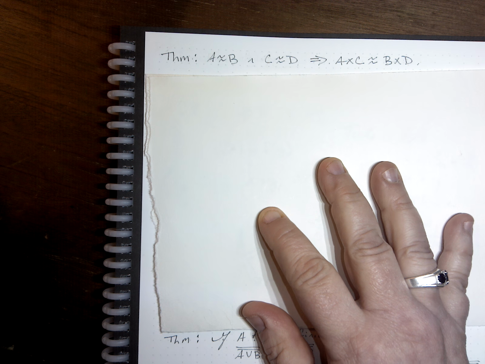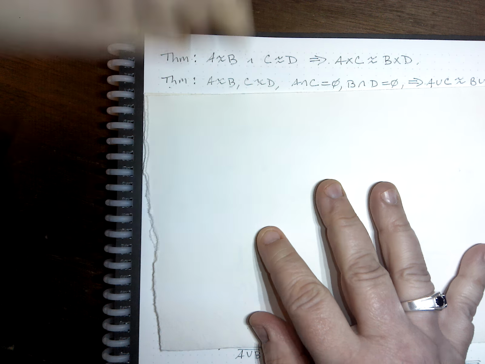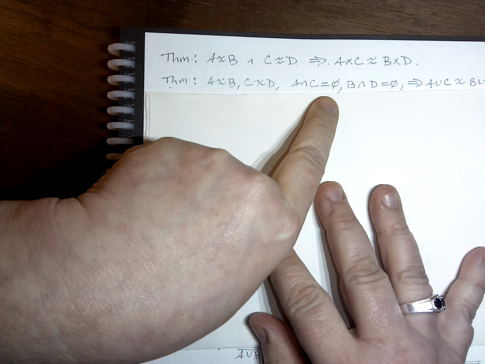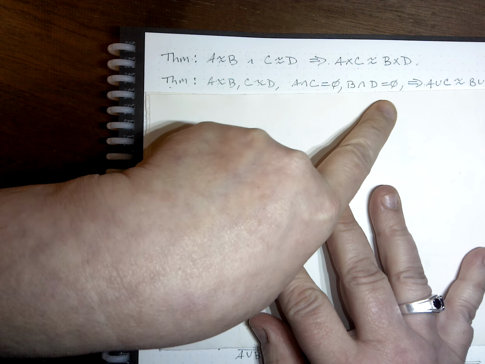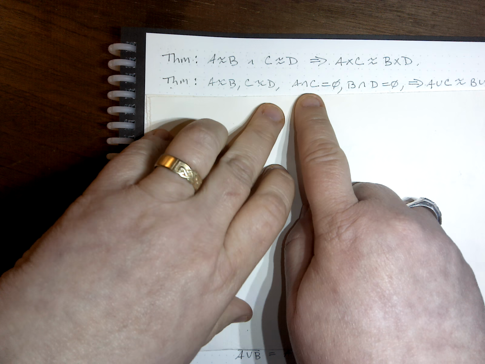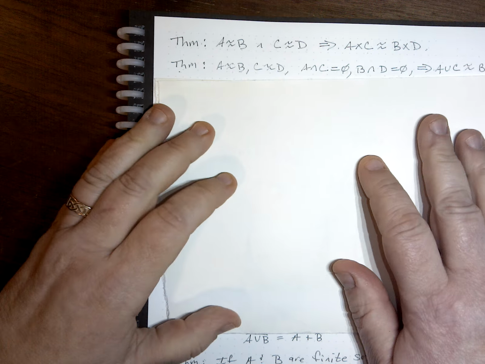But what about union? That one's a little bit trickier. If A is equivalent to B and C is equivalent to D, I need the intersection of A and C to be empty and the intersection of B and D to be empty, then their unions will be equal. Because if these overlap a couple and these don't overlap, then it doesn't make sense to say they have the same number of elements. Consider if they're finite. So we need them to be separate.